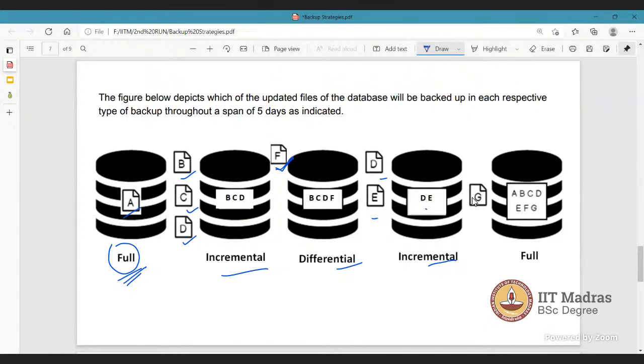After that, finally, we are performing a full backup. A full backup will back up everything, so it will take A, B, C, D, E, F, G. So that is how it works.